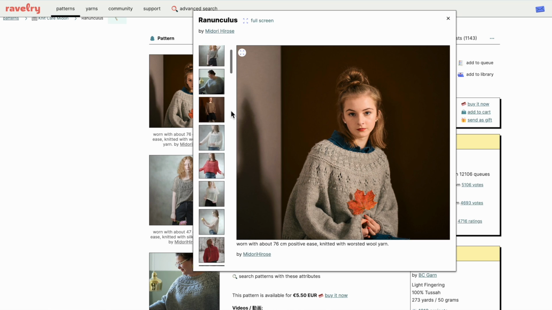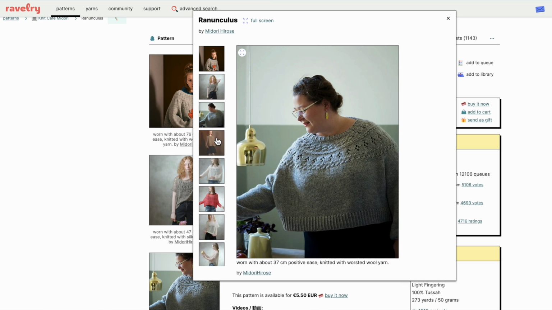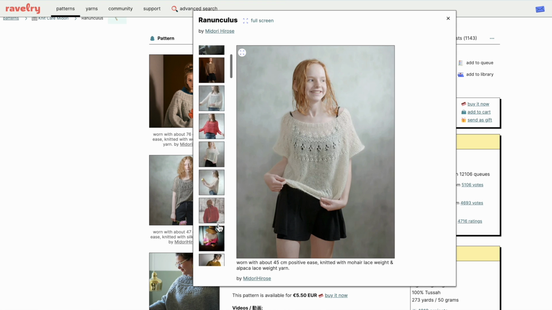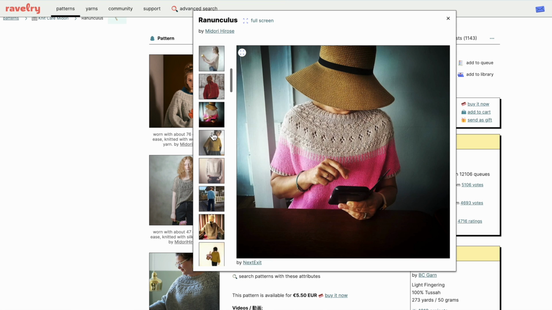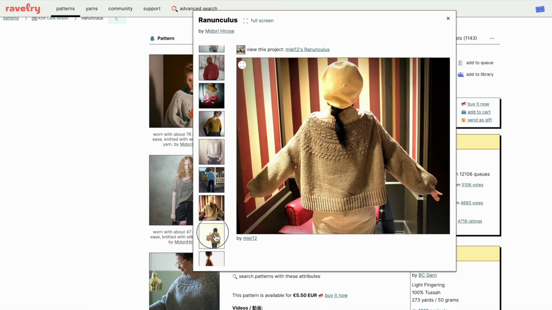Now, one very popular pattern is the Ranunculus, and I'm going to scroll quickly through this page on Ravelry. You can see that all of these sweaters have very different amounts of ease, and they've really customized it to fit themselves, and you can do that with your sweaters as well.